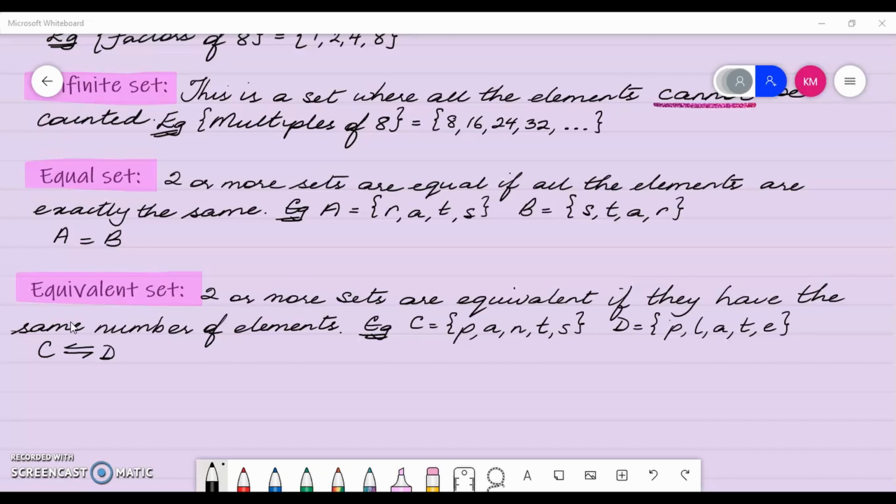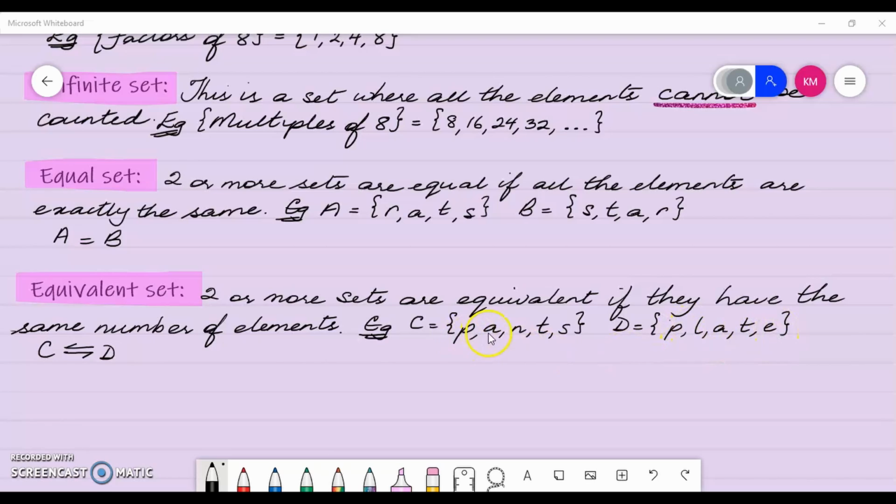Now let us look at equivalent sets. 2 or more sets are equivalent if they have the same number of elements. Let's take for example 2 sets C and D. C is the set of letters of the word pants. So I have P, A, N, T, and S. And D is the set of letters of the word plate. P, L, A, T, E.